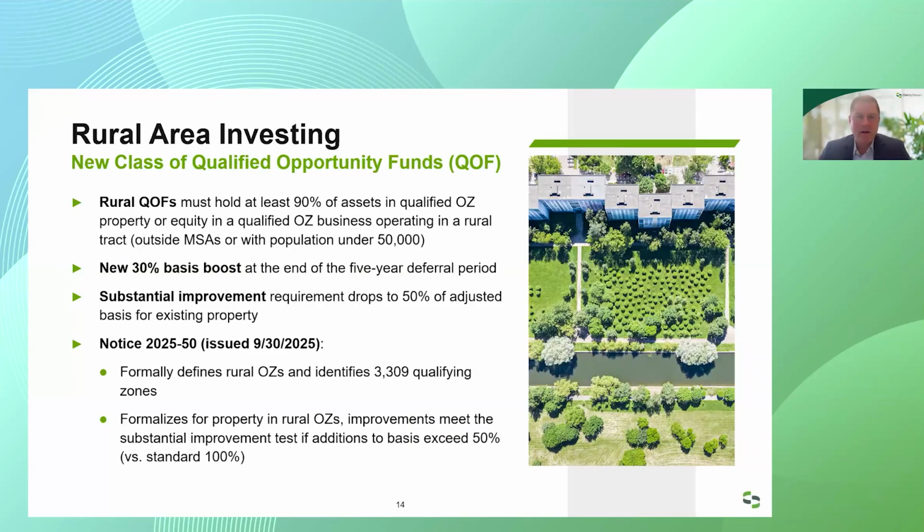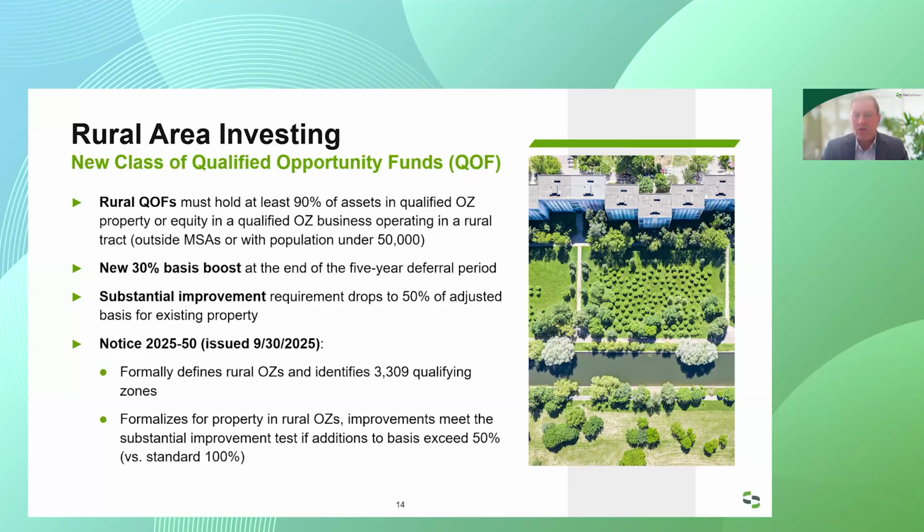All right, so now we're going to talk about another one of the new concepts in OZ 2.0. It's this concept of rural area invested. So they've created a new class now of rural opportunity zone funds that are similar to the existing opportunity zone funds, in that at least 90% of their assets must be held in qualifying property or equity in an opportunity zone in a qualifying census tract. They've added a new definition for what rural is. Rural is effectively any town or city that has a population of 50,000 people or less, and it can't be adjacent or contiguous to a town that has more than that.